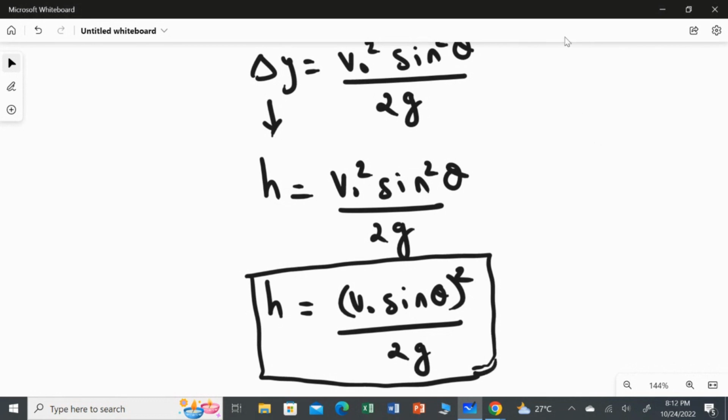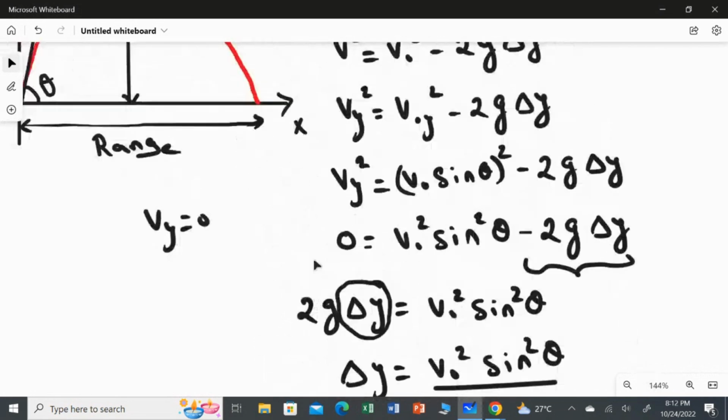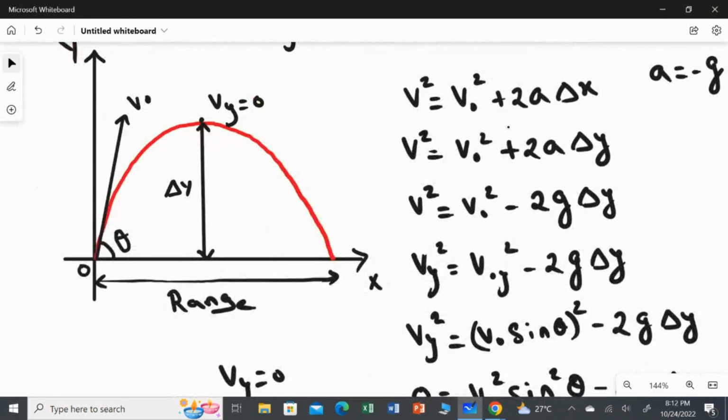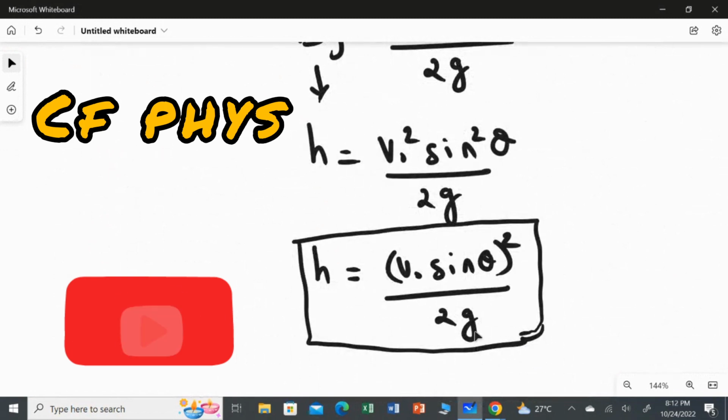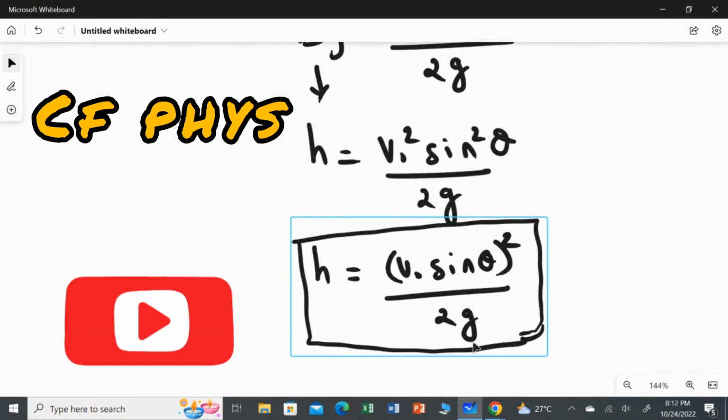Clear? The most important thing here, if you look at the diagram, is that delta y is our height. So our main objective of this calculation is to find the equation for the height. The equation for the height is given here as (v naught sine theta) the whole squared over 2g. That's it. Thank you.